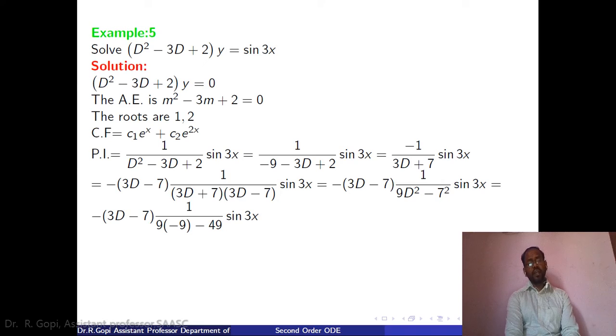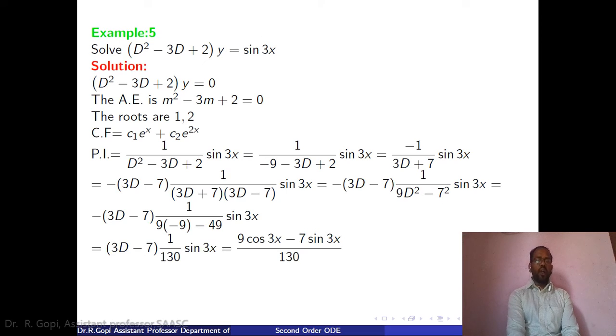Then 3d minus 7 into, so we have to replace d squared by minus 9 again, so 9 into minus 9 minus 49 into sin 3x. Then we have to add 1 divided by 30 into sin x, so we have to cancel the negative sign. Then we have to multiply for sin 3x inside.